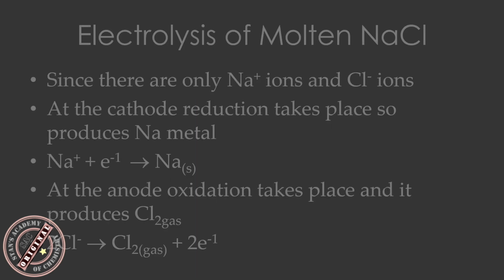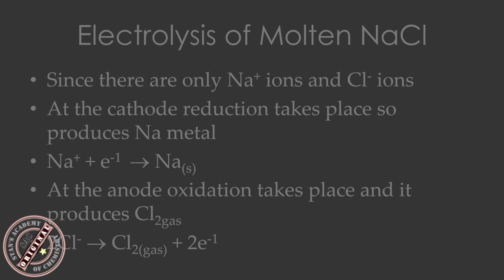So let's summarize. Electrolysis of molten sodium chloride, since there are only sodium ions and chloride ions. At the cathode, reduction takes place, so it produces sodium metal. Na positive plus electron gives you Na. Likewise, at the anode, oxidation takes place and it produces chlorine gas. Cl2 gas is a diatomic gas. 2Cl minus gives you Cl2 plus 2 electrons, loss of electrons, oxidation reaction. So those are the products of electrolysis of molten sodium chloride.